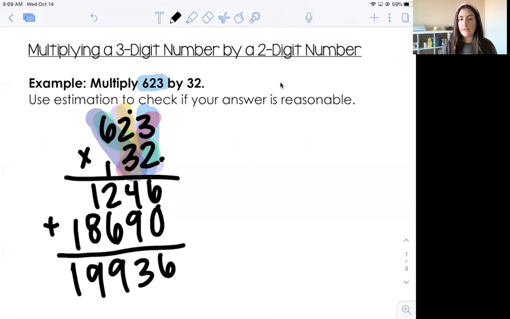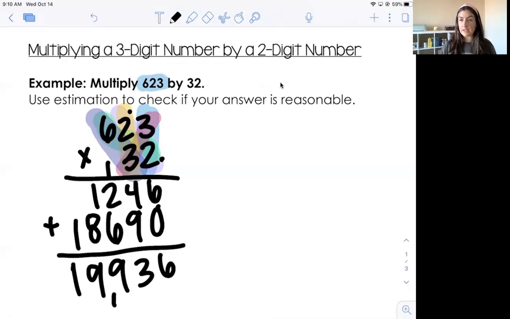I know I went through that kind of fast. I'm really just wanting to review this method with you, but as far as your math facts, that's something you're going to be practicing a lot this year. So my answer is 19,936. Now in the directions, it said use estimation to check if your answer is reasonable.